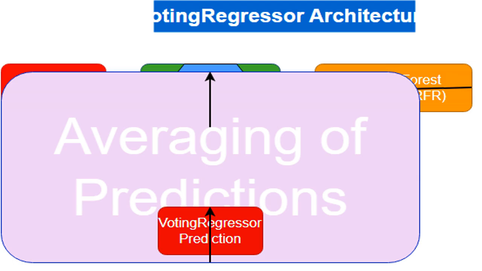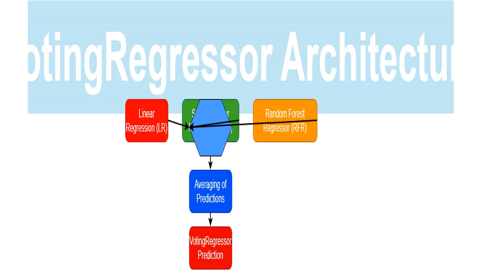I see this as the heart of the VotingRegressor with soft voting. I'm taking each prediction from linear regression, support vector regressor, and random forest regressor and calculating a simple average. Think of it like this: if the models predict 10, 12, and 15, I average those to get a final prediction of 12.33. This is my simple average and my final prediction for the VotingRegressor.